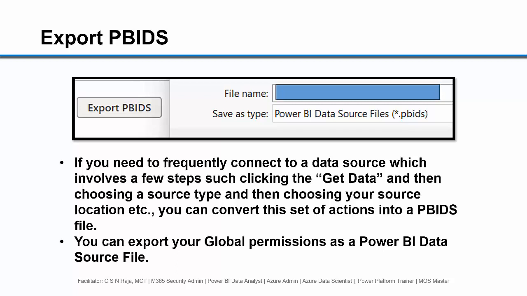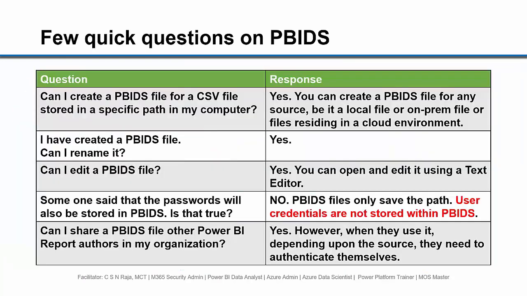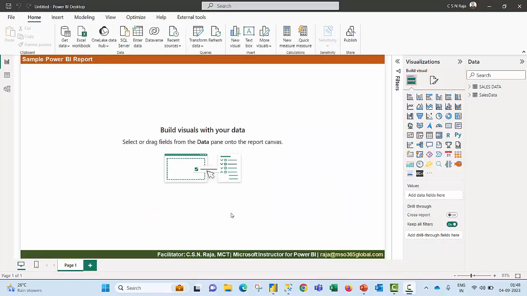If you need to frequently connect to a data source, which involves a few steps, such as clicking Get Data, then choosing a source type, and then choosing your source location and so on, you can convert all these actions into a PBIDS file. Let us dive into action, understand the concept, and then move to the next one. Prior to that, I'm just going to show you some information about a PBIDS file, which you can come back and read. Let me now demonstrate the need for creating a PBIDS file.